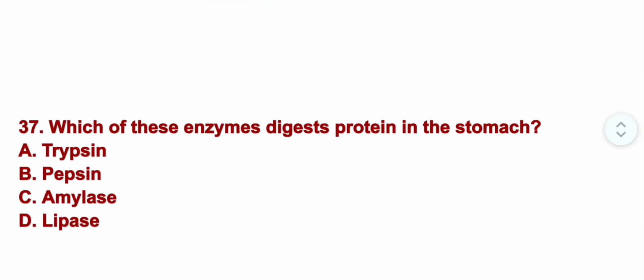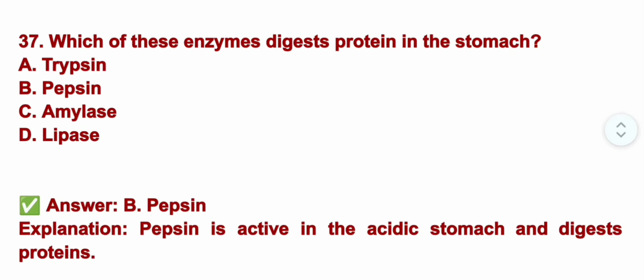Question number 37. Which of these enzymes digests protein in the stomach? The correct option is option B, pepsin. Pepsin is active in the acidic stomach and digests proteins.